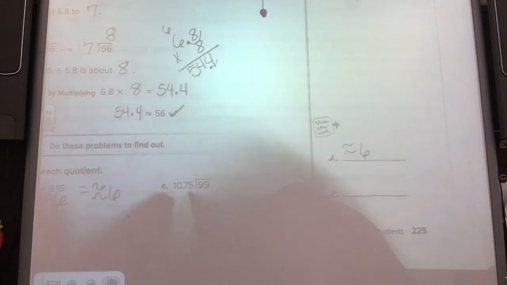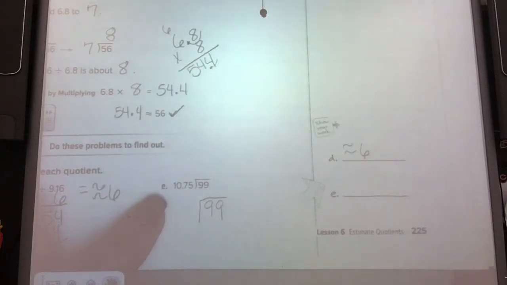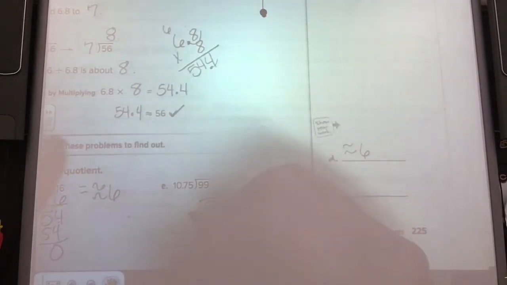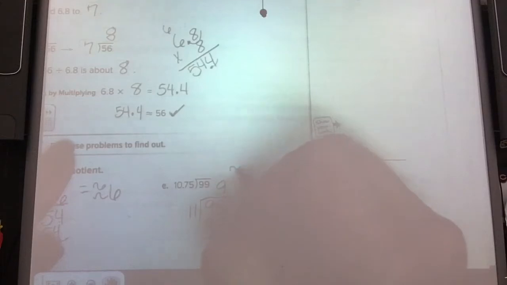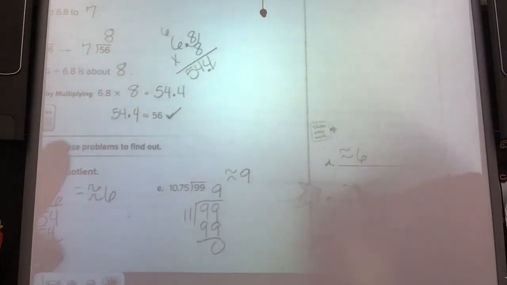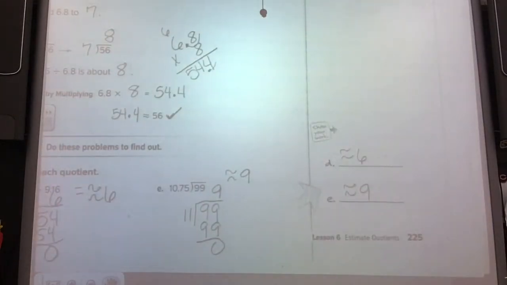All right, 10.75 divided by 99. What could 10.75 round to that would be close to 99? A factor of 99. I agree, 11. 11 goes into 99 9 times. So our answer is about 9.